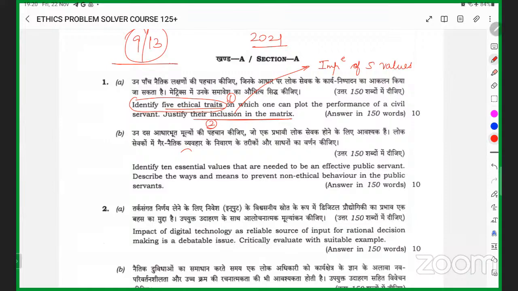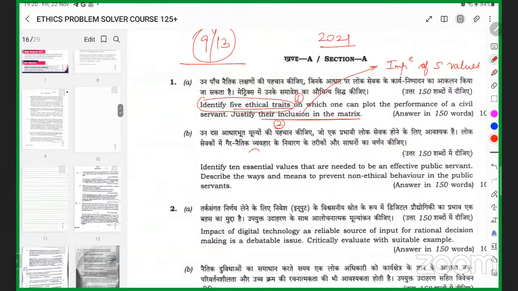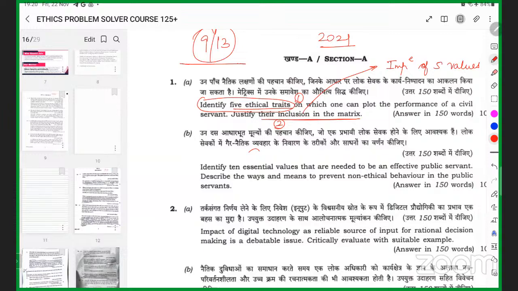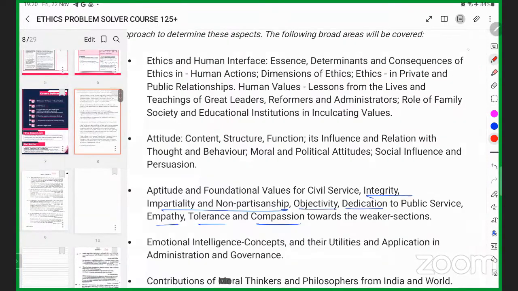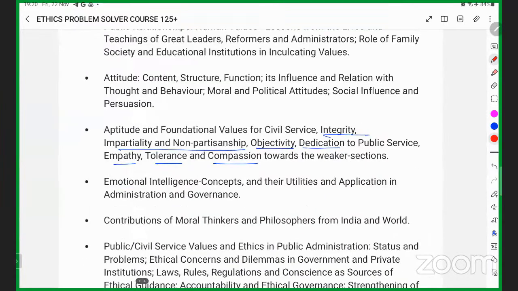Now, is this a difficult question? If you have gone through ethics, I guess once or twice, you would be in a comfortable position to address this question because this is directly from your syllabus. Five ethical values and their importance, right? So you can write integrity, you can write impartiality and non-partisanship, objectivity, dedication, and empathy, compassion. Five values and their importance. And the question is done. So no problem with regard to thinking what should be the framework, or not much time is getting lost in deconstructing the question.